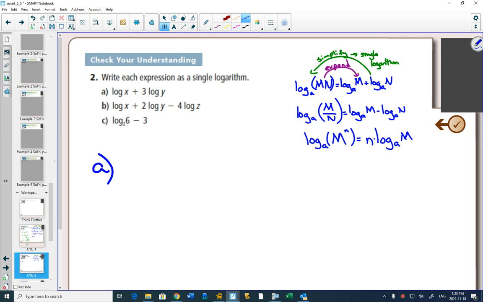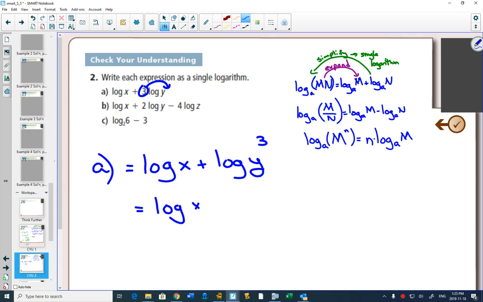The bases are the same, but we have that 3 out in front. So as a step 1, we're going to use the third log law and move that 3 in as an exponent. What does that allow us to have now? Now we have log plus log. And the rule for when you have a log plus a log is that you can multiply. And now we have a single logarithm because all of this, I can put brackets around it, all of that is inside of one logarithm. So we've succeeded in writing it as a single logarithm.